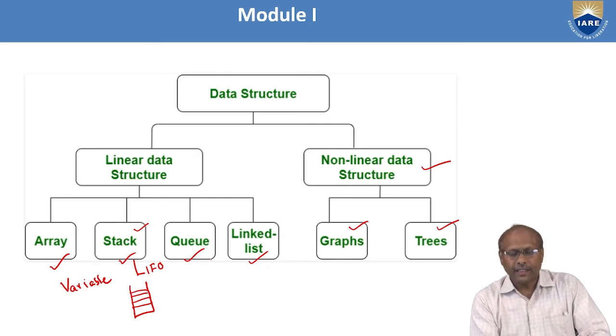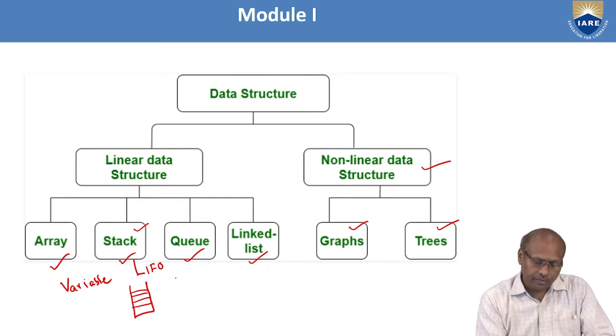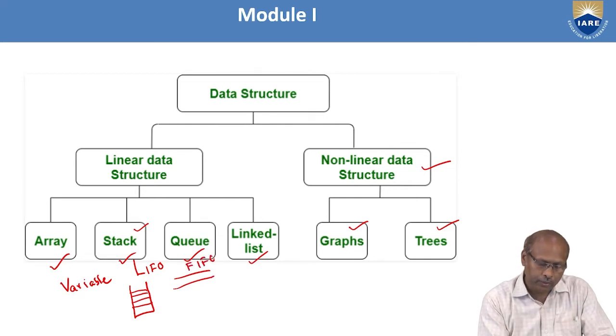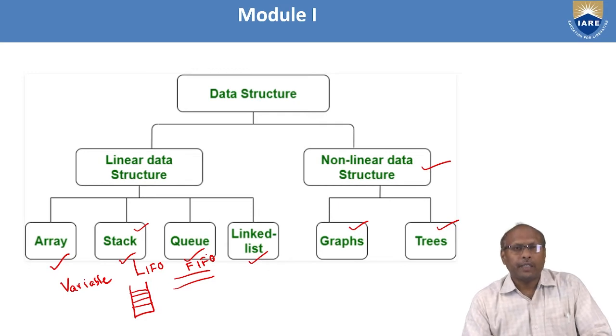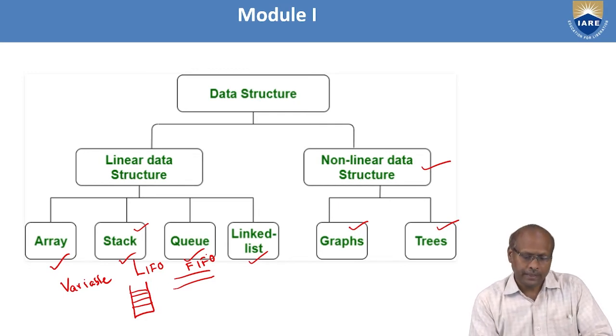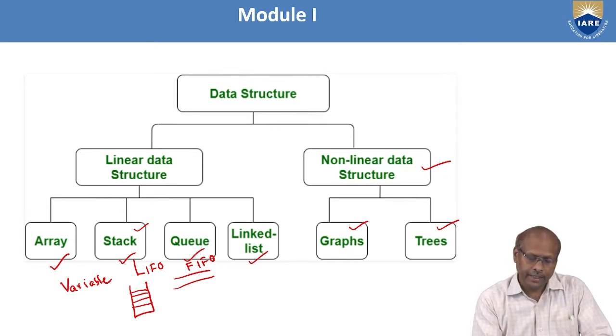Similarly, there is another linear data structure called queue. Queue follows the order called FIFO, first in first out. Whichever comes first will be serviced first. So stacks and queues also come under linear data structure.